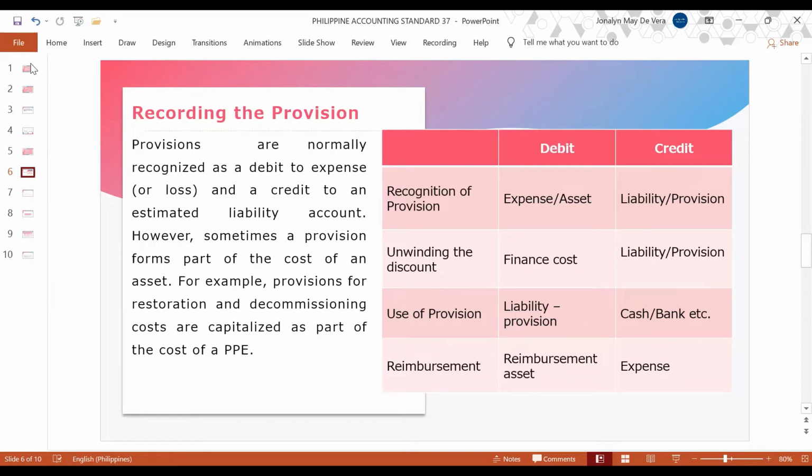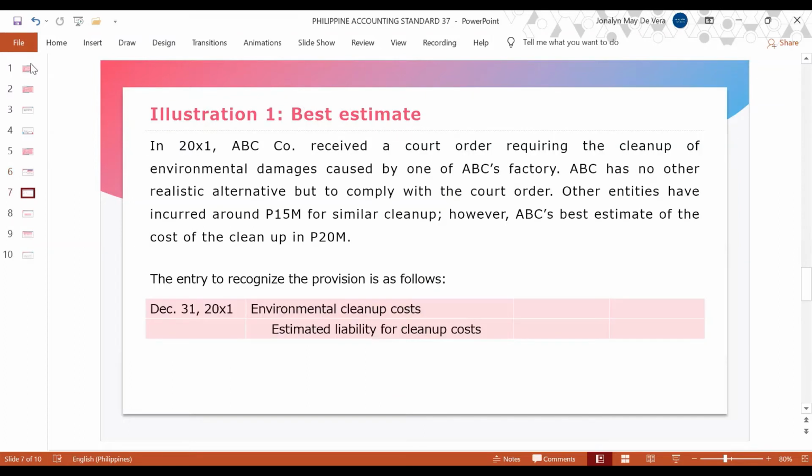In unwinding the discount, finance cost is debited and liability or provision is credited. In the use of provision, debit liability or provision and credit cash or bank or etc. And in reimbursement asset is debited and expense is credited. So next, we have an example of illustration that we are going to answer to further understand how to calculate and record the provisions.